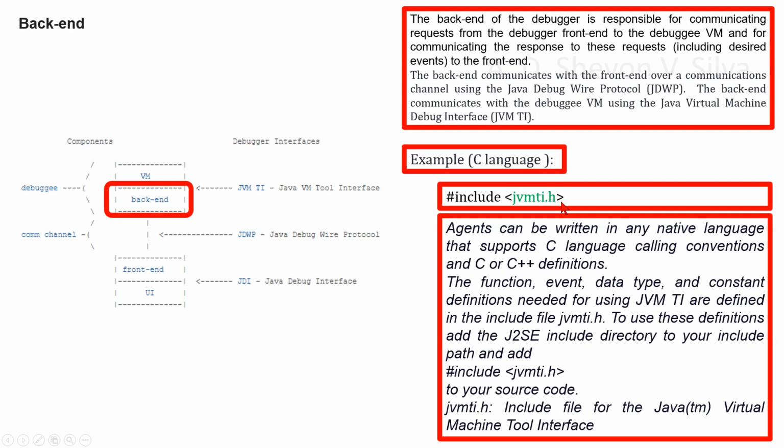The function, event, data type, and constant definitions needed for using JVM TI are defined in the include file jvmti.h. To use these definitions, add the J2SDK include directory to your include path and add #include jvmti.h to your source code. Here is the jvmti.h include file for the Java virtual machine tool interface.